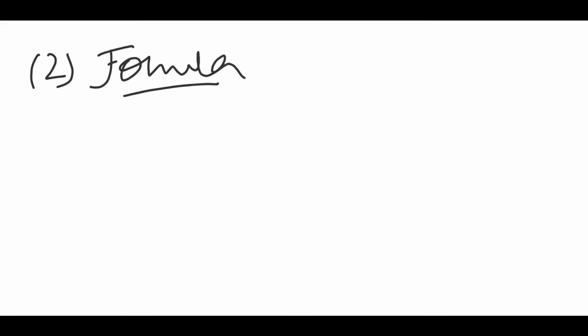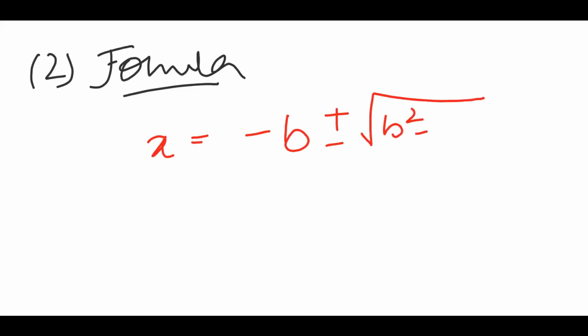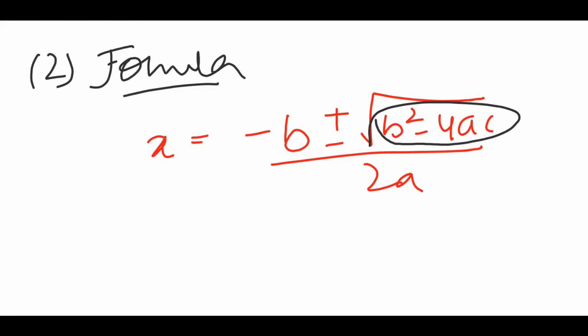Moving towards the second method, that is the quadratic formula. So what is the quadratic formula? The quadratic formula is x is equal to minus b plus minus under root b squared minus 4ac, divided by 2a. Now you have to learn this quadratic formula because there is no other way out. I think it's given in the formula sheet, but I'm not very sure about that, but learning this would be better. This part of the quadratic formula is called the discriminant.